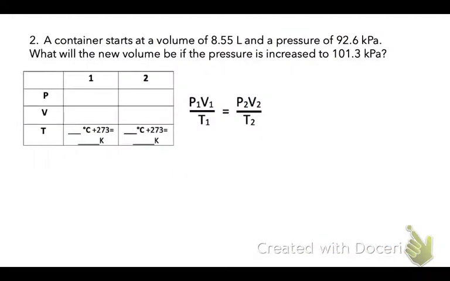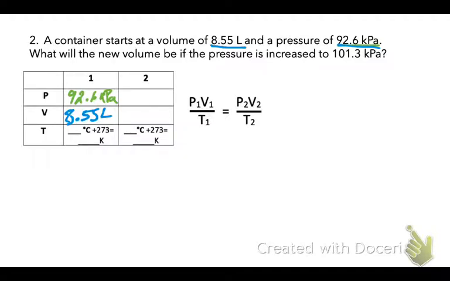All right, second problem, same thing. We are going to read what's in the problem, and I'm just going to put them into my table. So a container has a volume of 8.55 liters. So I'll put that with the V. And a pressure of 92.6 kilopascals. And what will be the new volume if the pressure is increased?